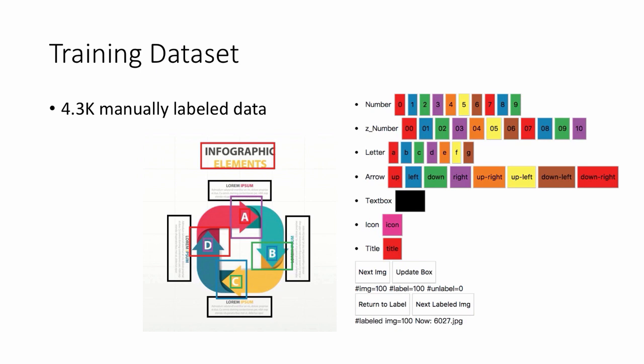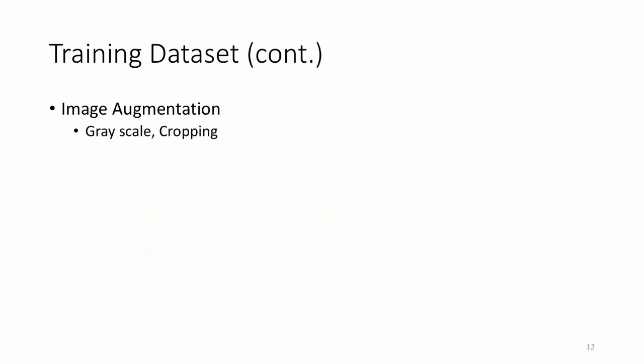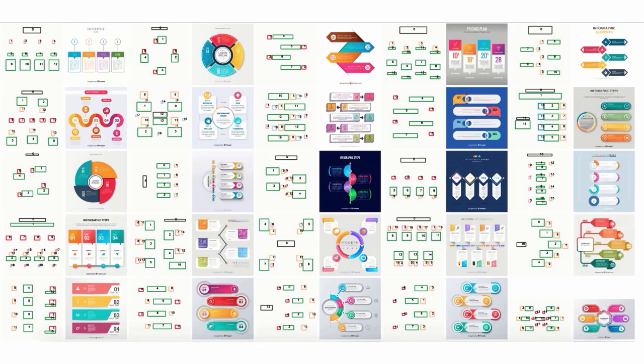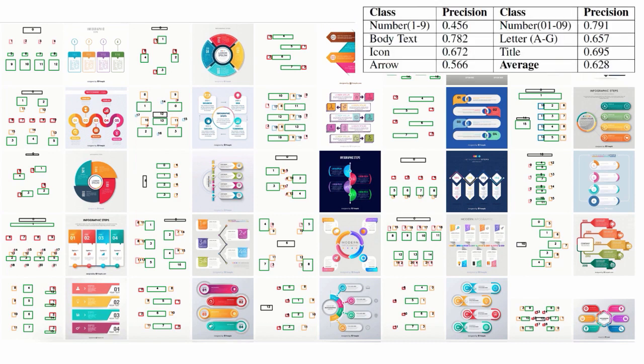Using this interface, we manually labeled 4,000 infographics. And then we apply image augmentation methods, generating a gray version of each infographic, so we double the size of the training dataset. We also crop subregions to get more data. In the end, we get 23,000 images. And with this training dataset, we are able to make the neural network work. So here are more examples. The average detection precision is around 63%.